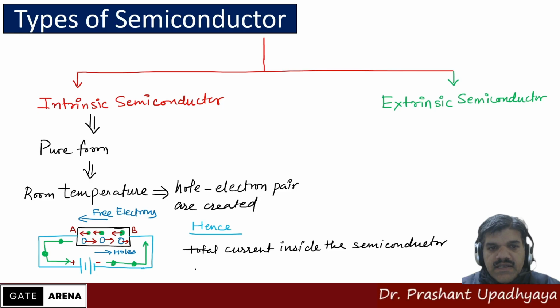So I can write that the total current inside the semiconductor is due to the sum of the current due to free electrons, let me highlight it with another color, I'm using green, free electrons and holes.